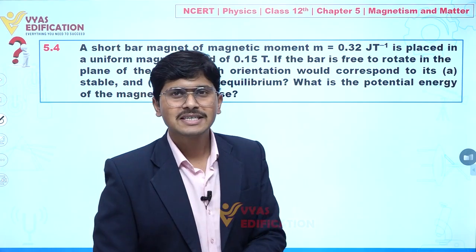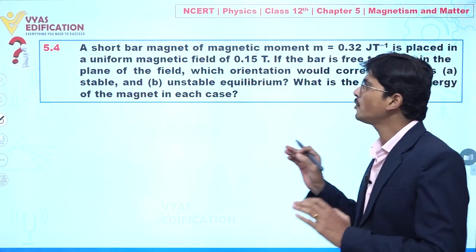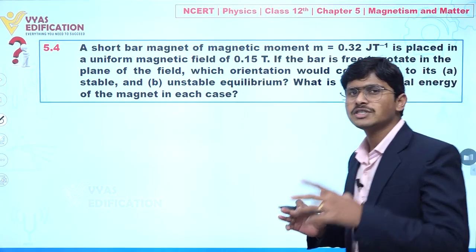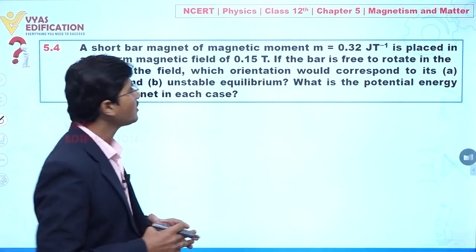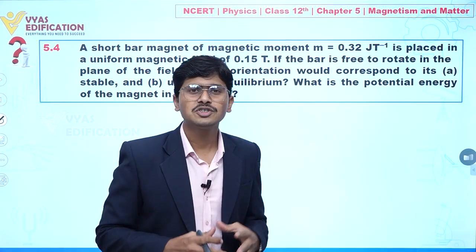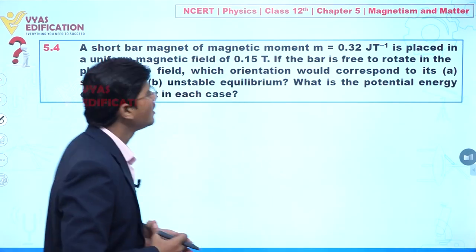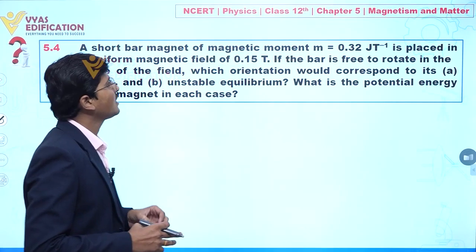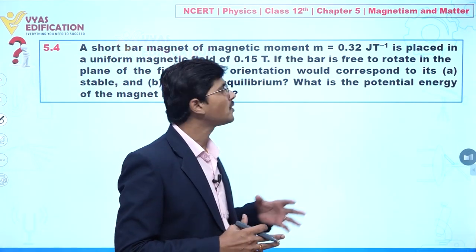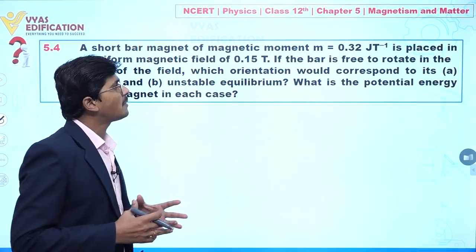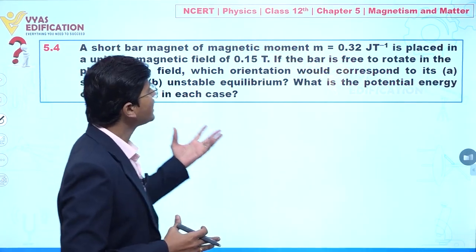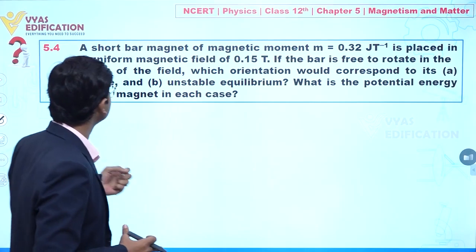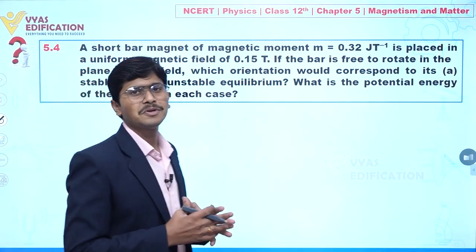Now we are going to discuss question number 5.4. In this question, a short bar magnet of magnetic moment m equal to 0.32 joule per Tesla is placed in a uniform magnetic field of value 0.15 Tesla. If the bar is free to rotate in a plane of the field, which orientation could correspond to its stable and unstable equilibrium?